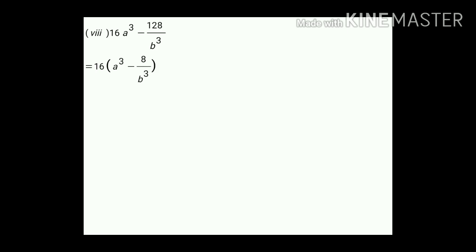16 open bracket a cube minus 8 upon b cube, equal to 16. We have taken common, children. So a cube minus (2 upon b)^3. 8 is the cube of 2, children. By using the formula a cube minus b cube equals (a minus b)(a square plus ab plus b square), by using the formula, children, we find the factors of the given expression.